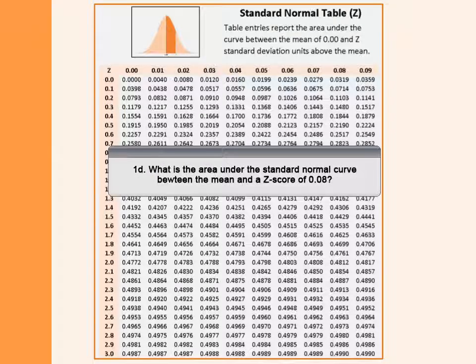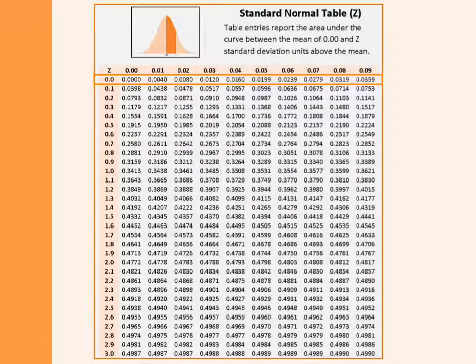For the next problem, we are to find the area between the mean of 0 and a z-score of 0.08. So we highlight the row that reports a z-score value of 0.0 and highlight the column that reports the z-score to the 100th, 0.08, and we see the value where these two highlighted areas intersect is 0.0319.